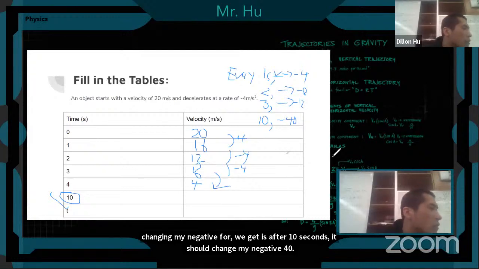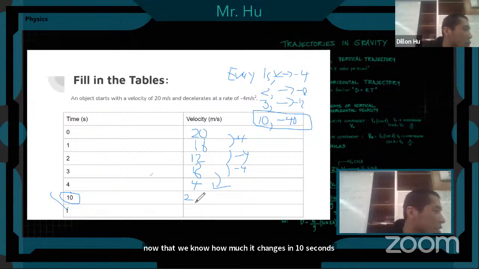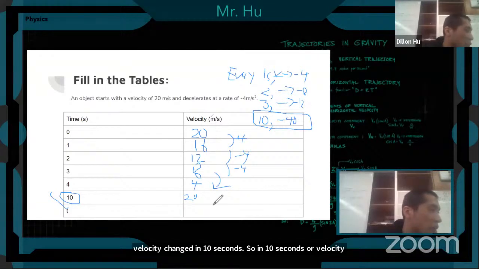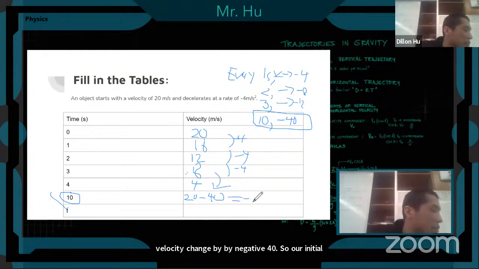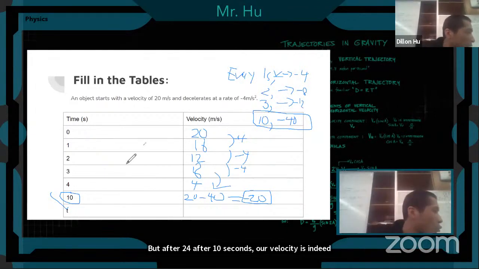So now that we know how much it changes in 10 seconds, what we're going to do is take our initial velocity and combine it with how much our velocity changed in 10 seconds. So in 10 seconds, our velocity changed by -40. So our initial velocity plus our change, which is -40, gives us a final velocity of -20. So after 10 seconds, our velocity is indeed -20. Now this seems like it's a lot of work because we have to plug it in each time, and it's kind of annoying.